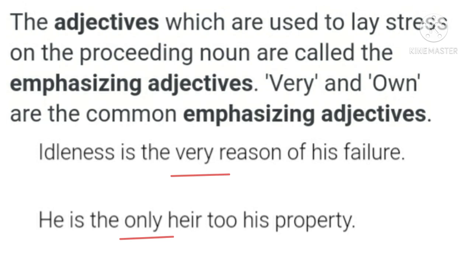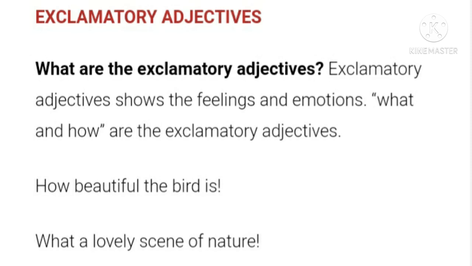Done, children? Next is exclamatory adjectives. Exclamatory adjectives show feelings and emotion. For example, what and how, etc. are the exclamatory adjectives. Like you can say, how beautiful the bird is. What a lovely scene of nature. So those are the exclamatory adjectives.